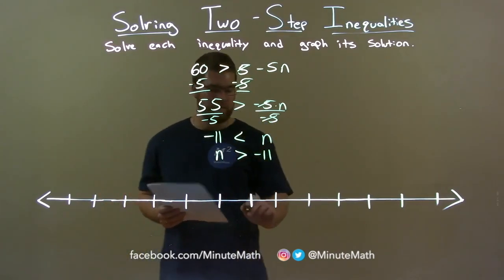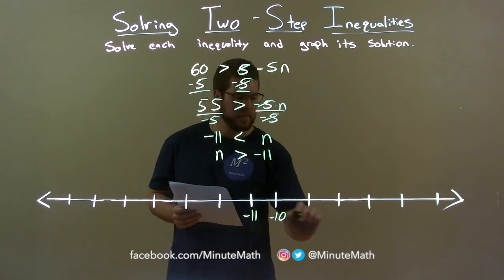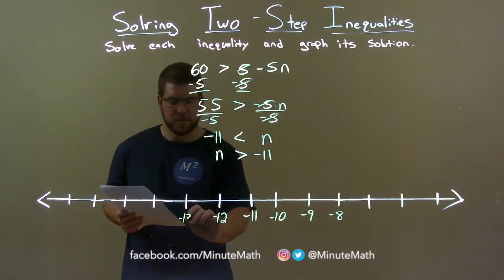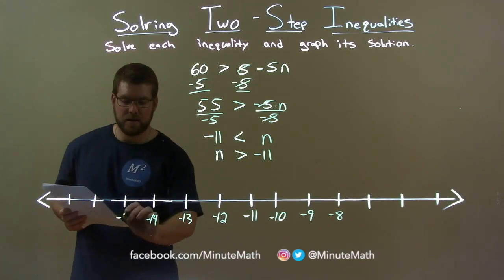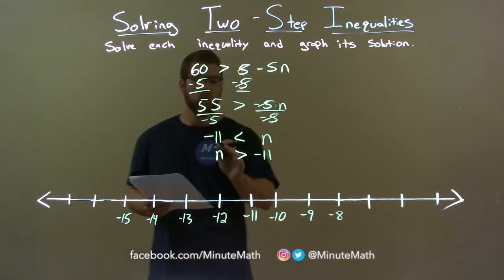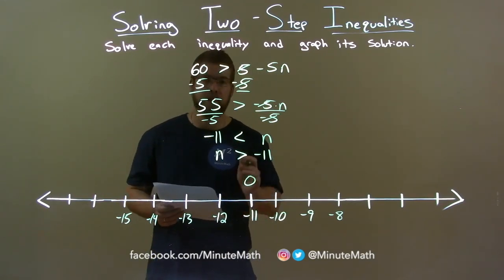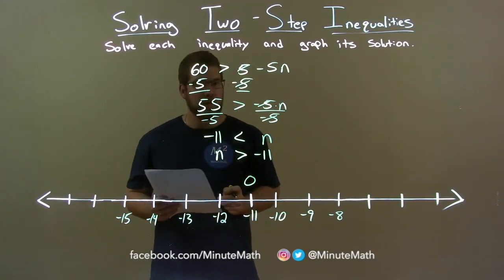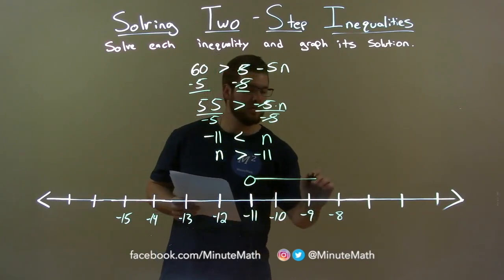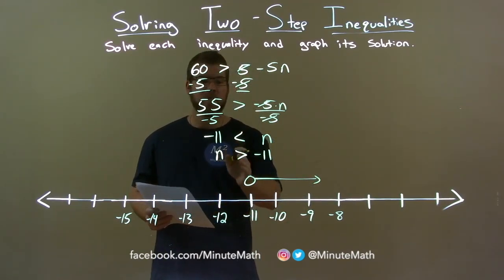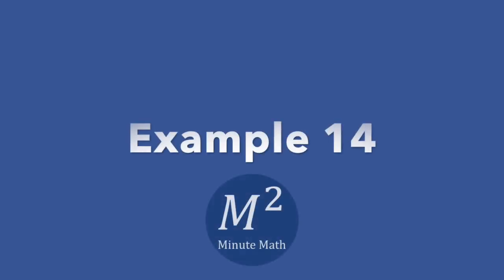So let's graph this. Negative 11, negative 10, negative 9, negative 8, negative 12, negative 13, negative 14, and negative 15. Well, since n is not equal to negative 11, that puts an open circle at negative 11. N is greater than negative 11, so the arrow goes to the right, and there we have it. Our graph matches our final answer. N is greater than negative 11.